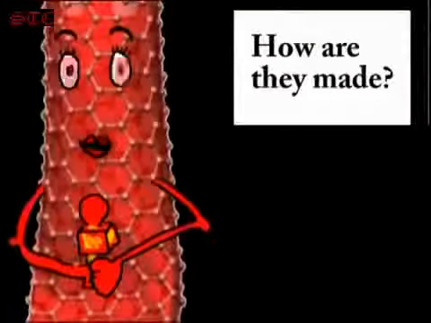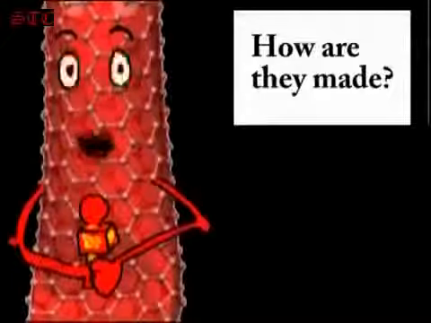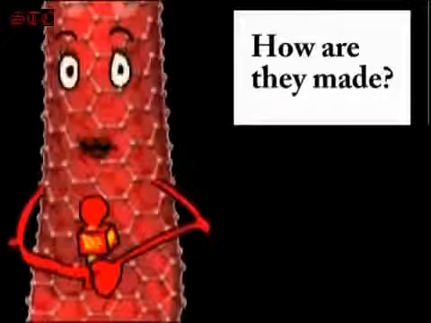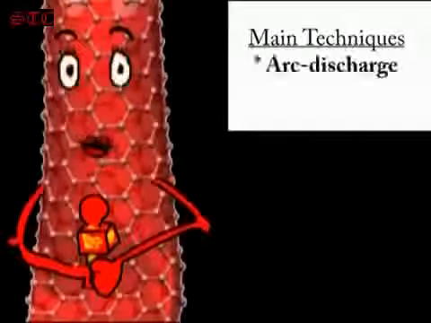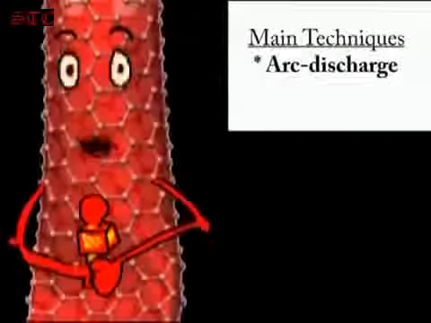sized as a graphite sheet that rolls up. So how are they made? The mechanism is still not fully understood, but in this video I will show you the setup for the main different techniques used by scientists to produce carbon nanotubes. There are two main techniques. The first one to be used was arc discharge.